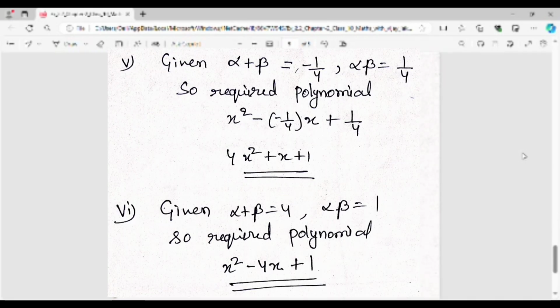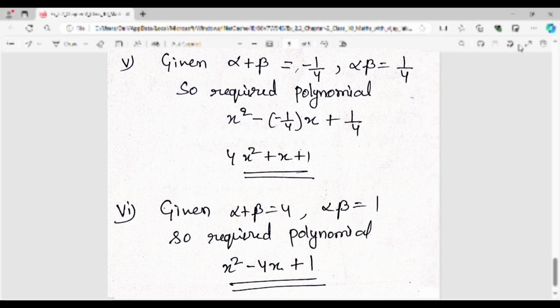For the fifth part, the sum is given as minus 1 by 4 and product is 1 by 4. So our required polynomial would be 4x square plus x plus 1. Sixth and the last part of this exercise, sum is given as 4 and product is given as 1. So our required polynomial would be x square minus 4x plus 1.